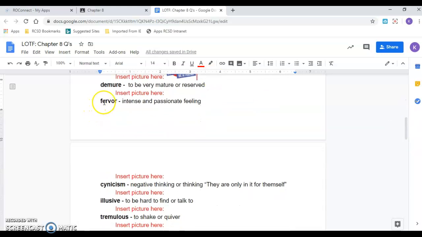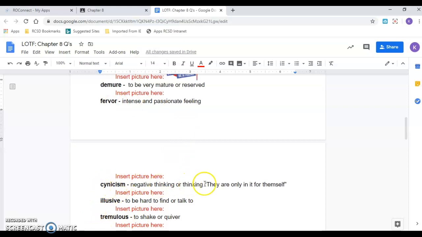Then our next word is fervor: intense and passionate feeling. Or fever. So I have this fever, I gotta go get the new Billie Eilish album. You have this intense and passionate feeling. Jack has fervor to go and kill a pig.